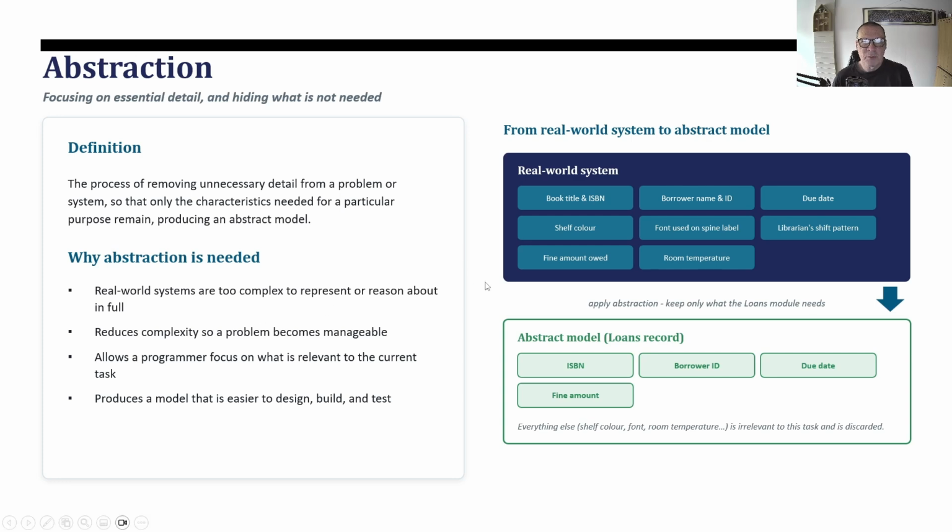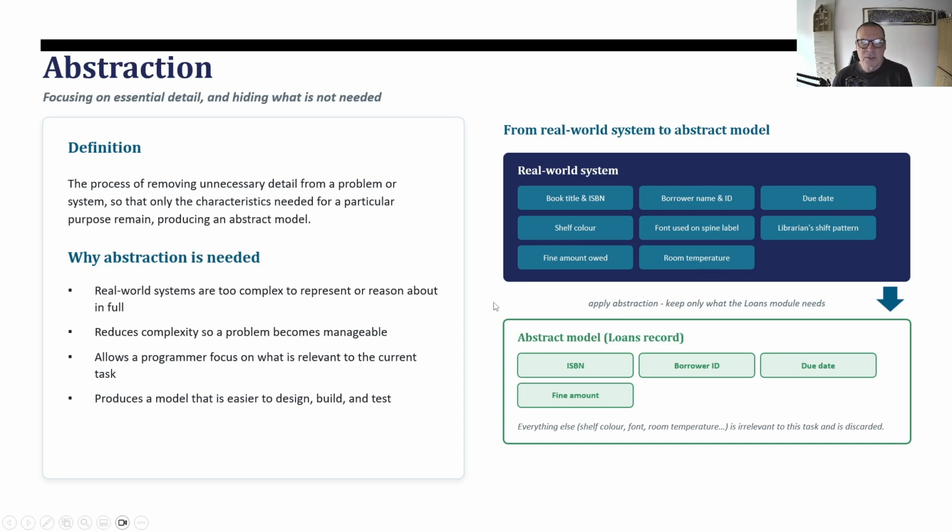So on the right here we have an example. It's a book system where we have lots of details about books, about where the books are. We've got things like the title and ISBN, but we've also got things like shelf color. So abstraction would just mean removing the things that we're not particularly interested in for this particular purpose. For example, if we're talking about borrowing books and that's what we're interested in, then we don't need things like shelf color, font, and the room temperature. We only need the essential pieces of information.